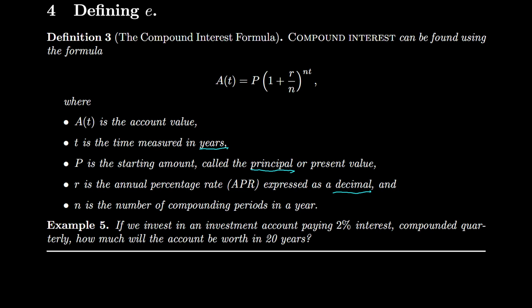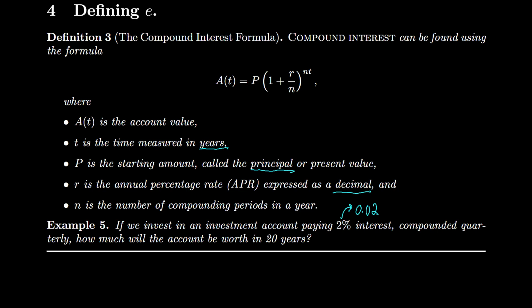So here's an example using that. I'm just going to write down everything that we need to know, and then it's just going to be another plug and chug. It says, if we invest in an investment account paying 2% interest, we need to express this as a decimal, so this is going to be 0.02. If we invest in an investment account paying 2% interest compounded quarterly, how much will the account be worth in 20 years? So we need to get all of this information.